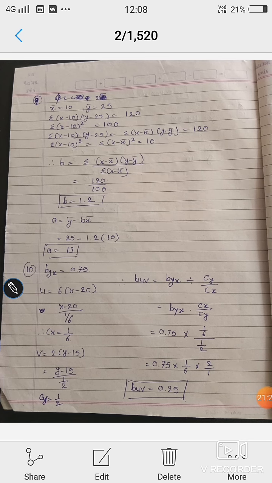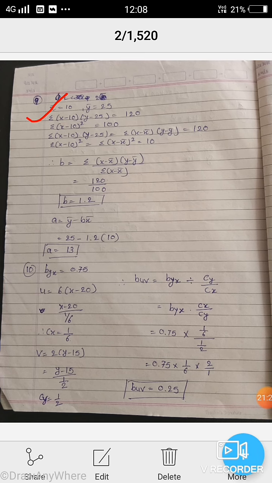Sum number 9, the solution I have already given. You just go through the solution. This is an easy one. You can also do this.